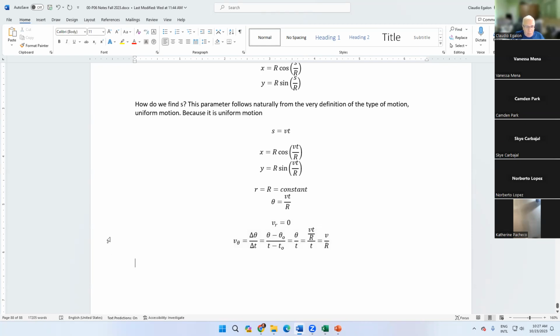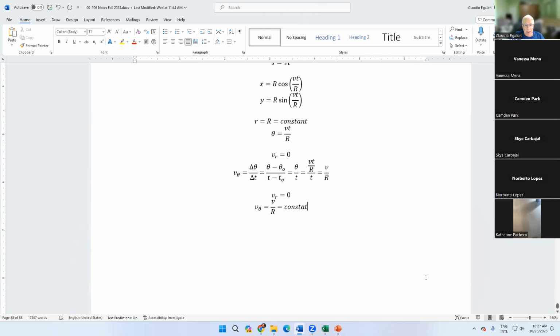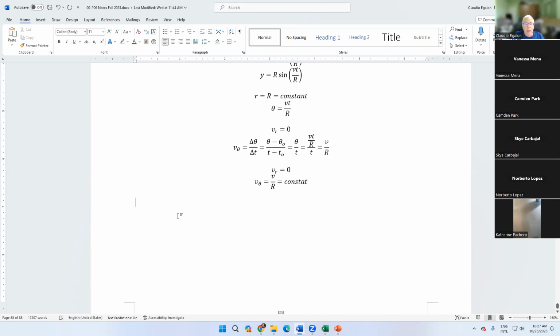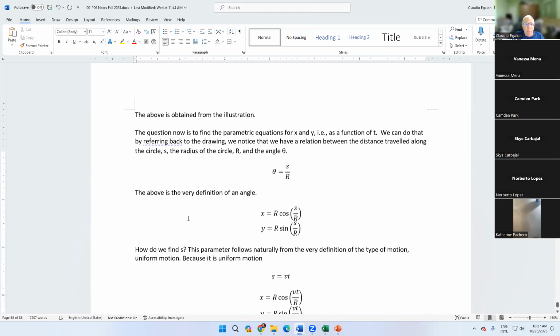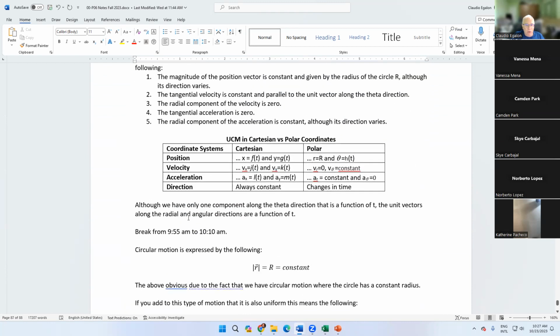Just like I mentioned before, the theta component of the velocity is a constant, and I'm going to put that here, constant. I'm going to emphasize that it's constant. And now we can start building our table, elaborate on the table that I was building before. We'll elaborate right here.